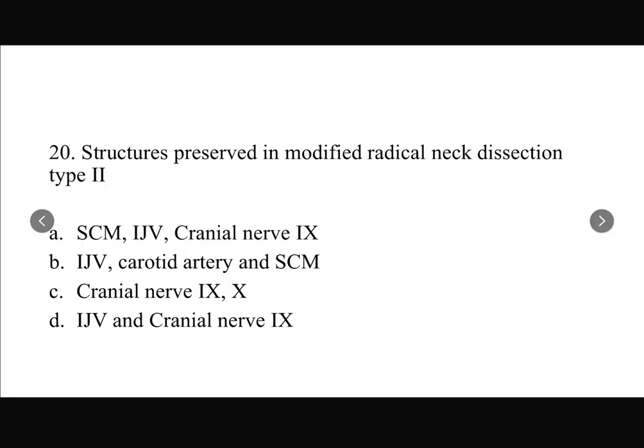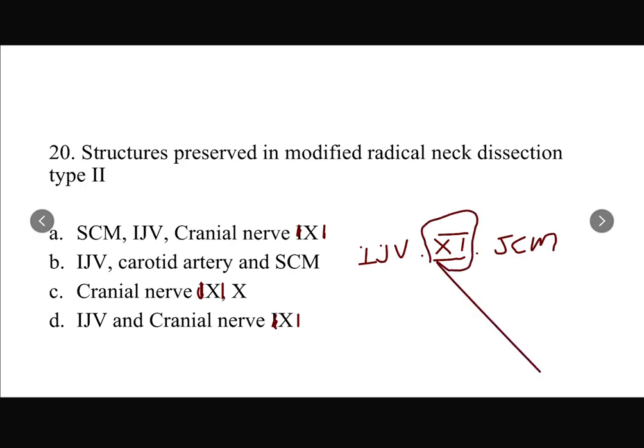Structure preserved in modified radical neck dissection type 2. Here the options are 11. Sorry for the mistake, it is cranial nerve 11. The structures usually preserved in MRND are the IJV, cranial nerve 11 and sternocleidomastoid. In type 2, we preserve only the cranial nerve 11 and the IJV. So D is the option.